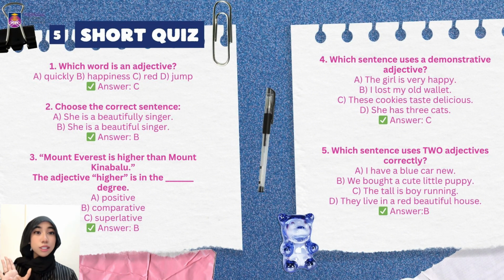The last question, the fifth question: which sentence uses 2 adjectives correctly? A, I have a blue car new. B, we bought a cute little puppy. C, the tall boy is running. And D, they live in a beautiful house. The answer is B, we bought a cute little puppy. Cute is an opinion and little is the size of the puppy.